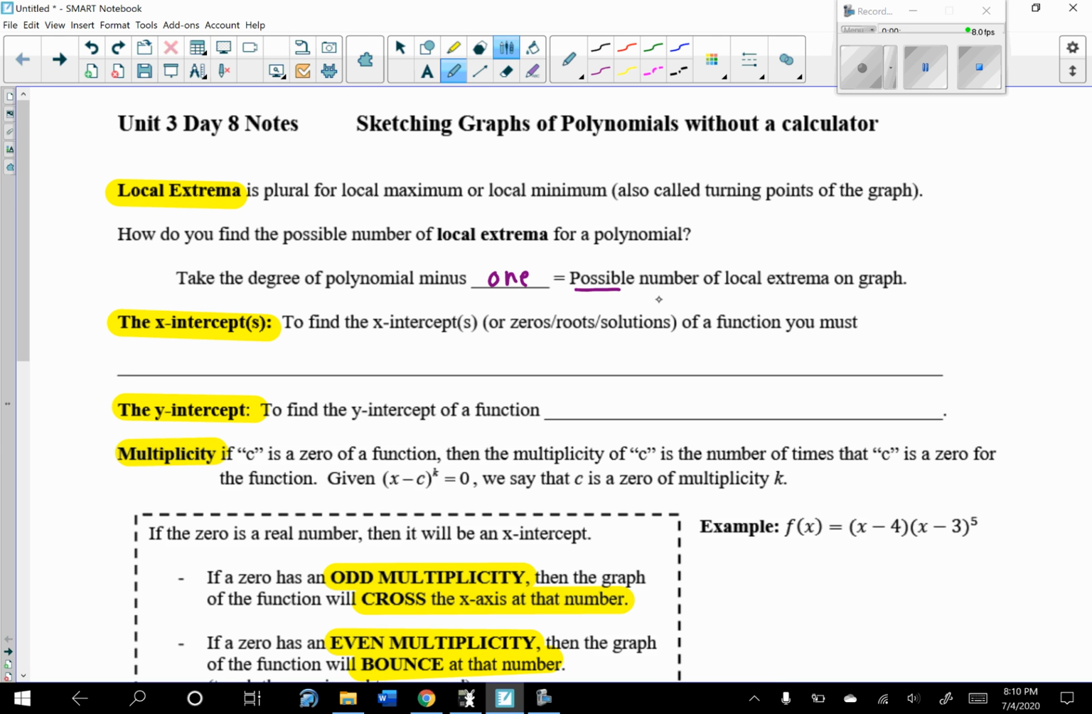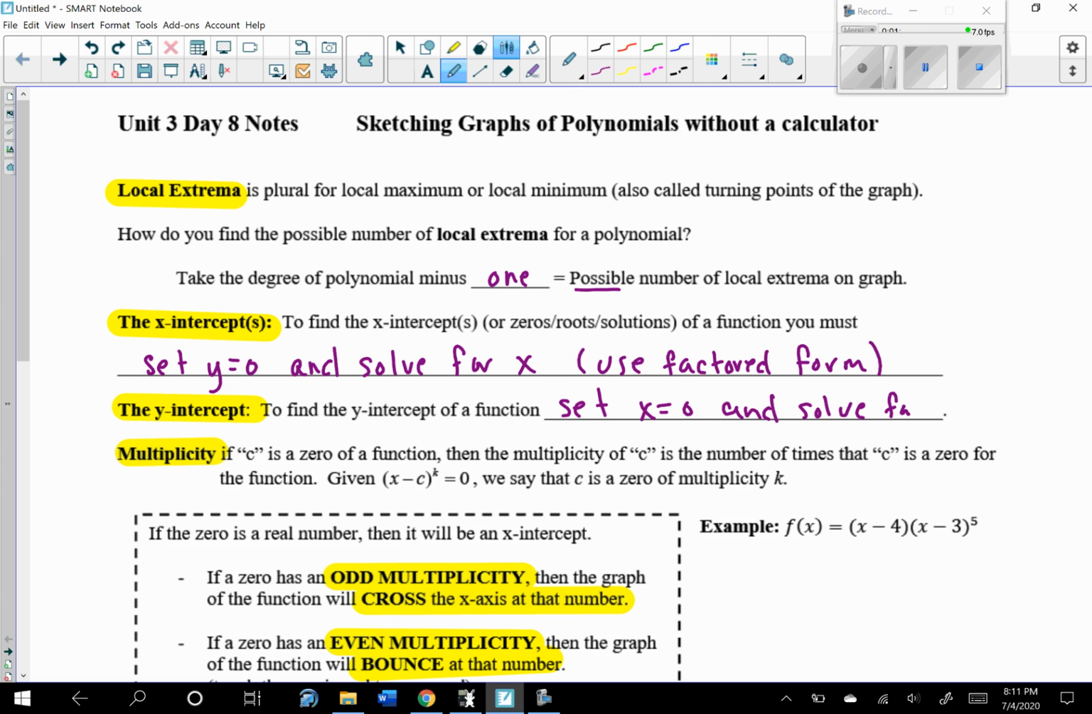To find the X-intercepts, or zeros, roots, solutions of the equation of a function, you must remember to set your y equal to 0 and solve for x. And when you do this, you're going to want to use the factored form, just like we showed in the last lesson, because that helps you to find those solutions. The Y-intercept, you set x equal to 0 and solve for y.